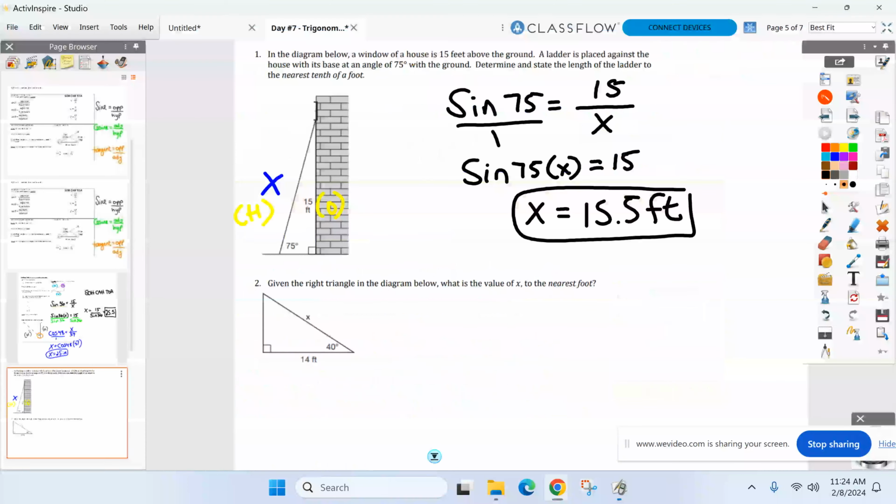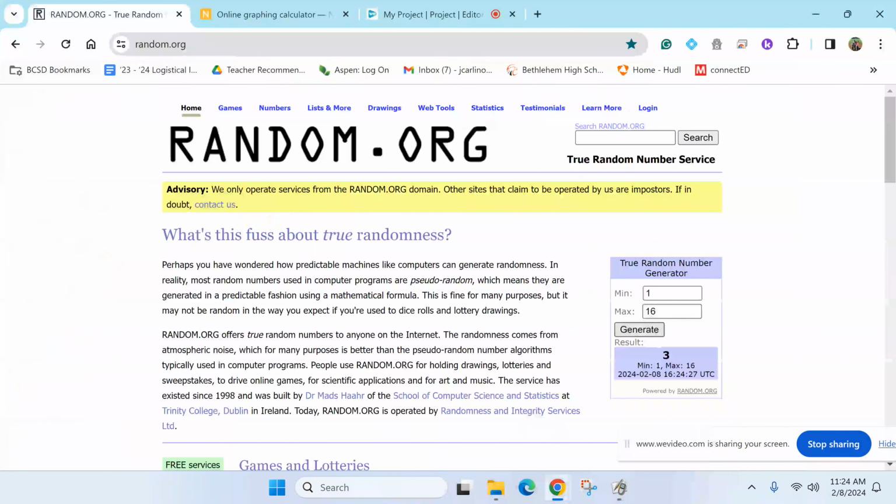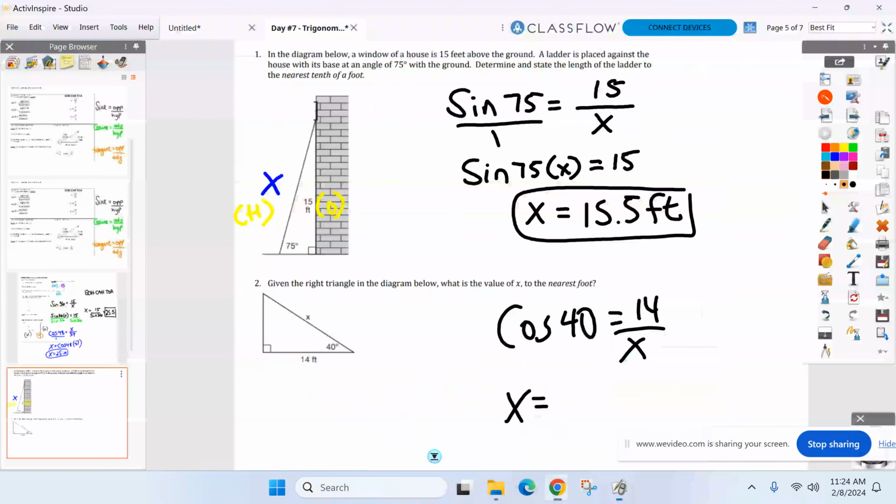Cosine ratio, yep. Cosine of 40, everybody, equaled 14 over x. Cross multiplied, you did have to divide on this one by cosine of 40. And nearest foot, sorry, we don't have that many kids in the class, but Aiden, what do you got? 18 feet, good.